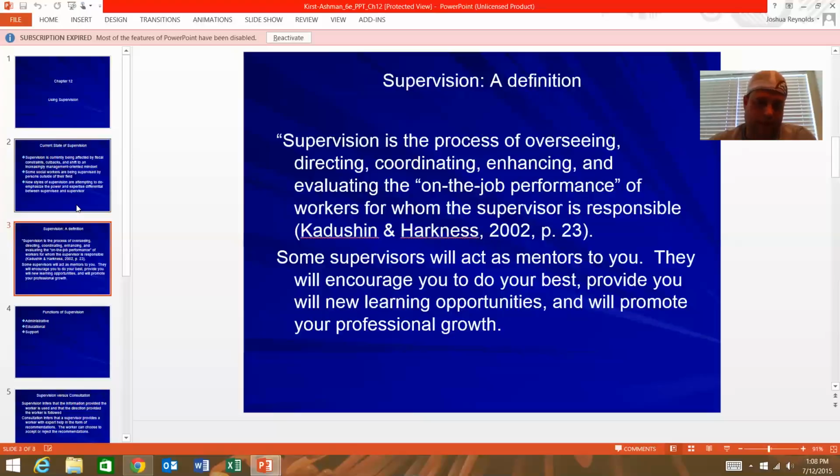So supervision is, and again, this is kind of difficult when you're being supervised by someone who isn't a social worker, but it's the process of overseeing, directing, coordinating, enhancing, and evaluating on-the-job performance. Your supervisor is not responsible for your career development. Some people will act as mentors or help you with that, but really their job is to make sure that you're doing your job well. That's the foundation, that's the base.